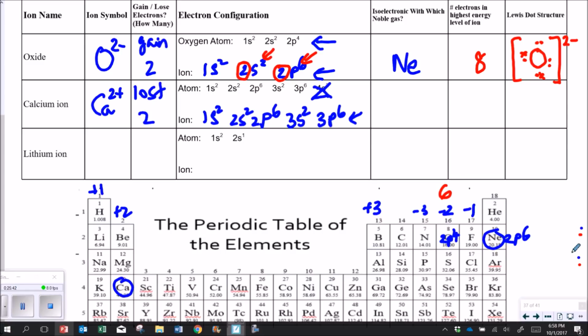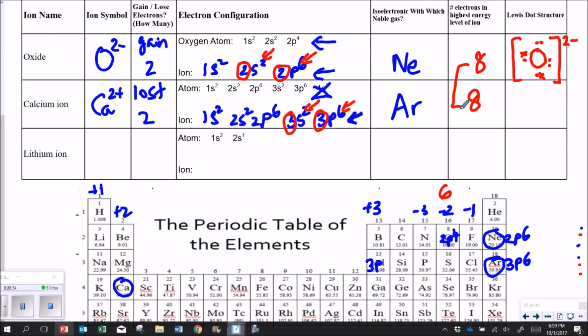What noble gas is it isoelectronic with? We look at the ion ending in 3p6 over here. So we go to our periodic table. 3p is over here. So 3p6 will be here at argon. So we have argon as the isoelectronic noble gas. How many electrons do we have in the highest energy level of the ion? Highest energy level is energy level number 3. And again, we have 2 plus 6, and we have 8. So we notice that both of these end up with an octet of electrons, which is stable.